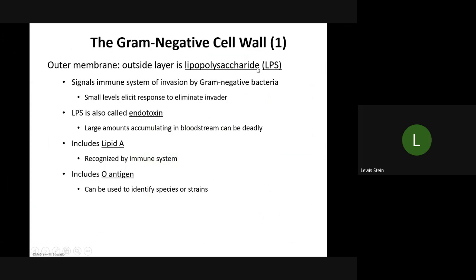Okay. The outer layer, the LPS layer, signals the immune system to invasion by gram negatives. Small levels elicit a response to eliminate. So if it's a tiny amount, and we get this all the time, our bodies are constantly alerted to things that are coming in. Most of the time you don't know about them. How many times have you said to yourself, or someone has said to you, I feel lousy today, and the next day, how you doing? I heard you weren't feeling so good. I feel great. That's your immune system just helped you. It dealt with a problem relatively expeditiously, and you feel better.